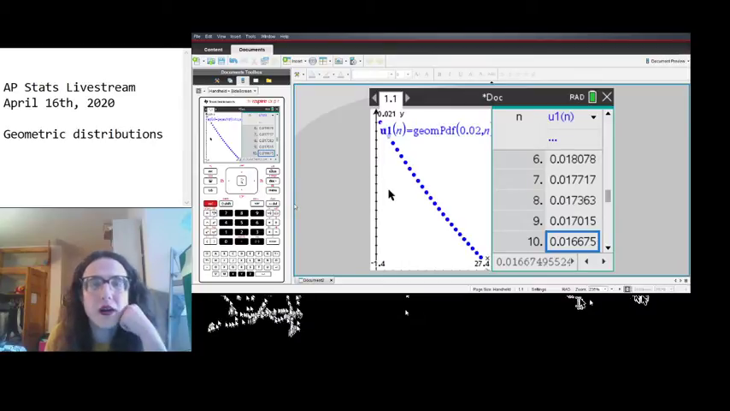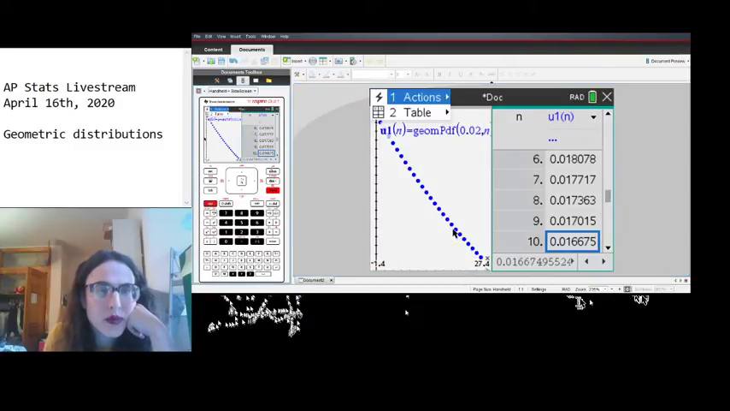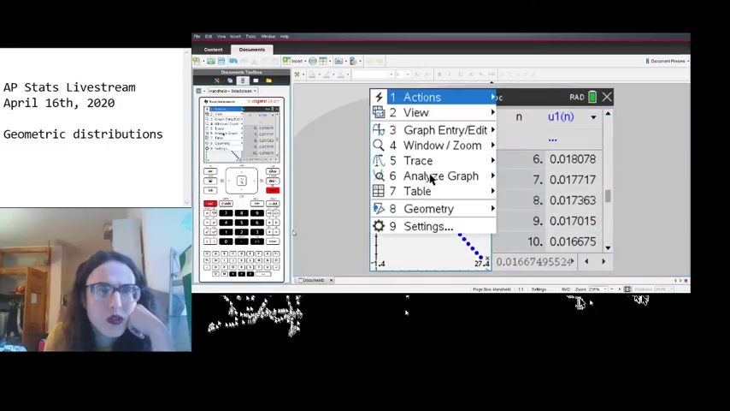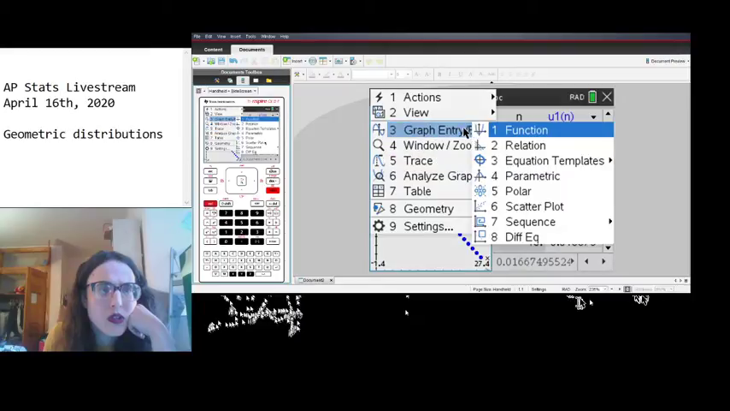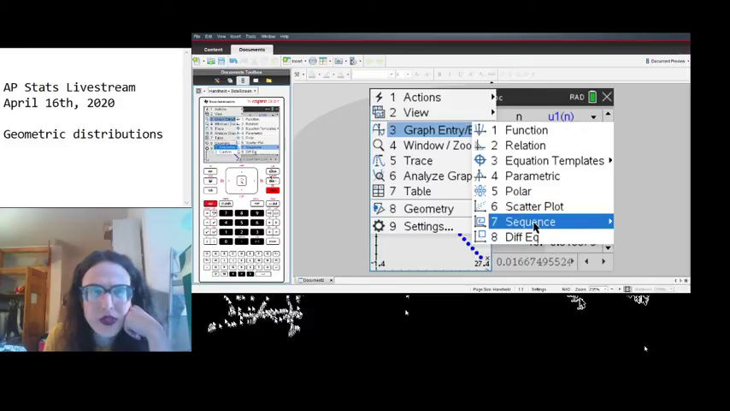That's going to be where we use a CDF instead. So let's see what happens when we use the CDF. I'm going to change up the sequence that we're using.